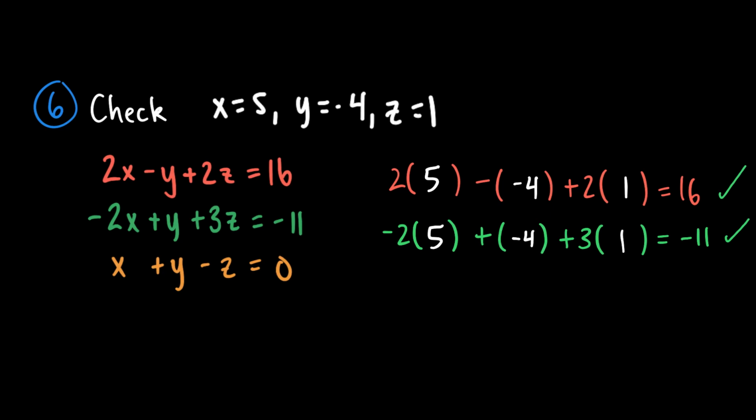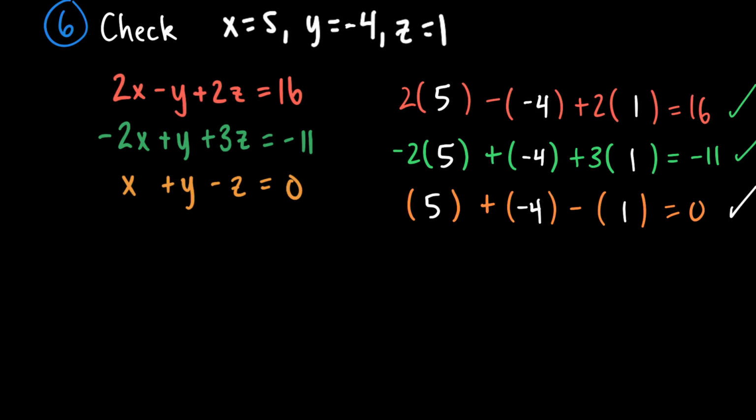And then lastly, we've got x plus y minus z, and that's supposed to be equal to 0. So 5 plus negative 4 minus 1, is that equal to 0? It is. So our solution, the final answer, which is always my favorite part, is 5, negative 4, 1.